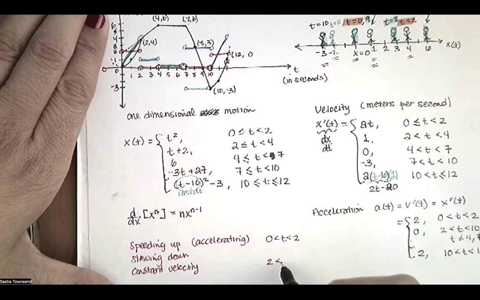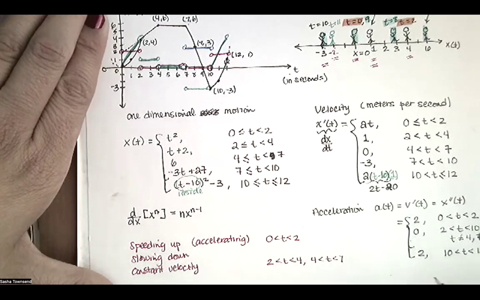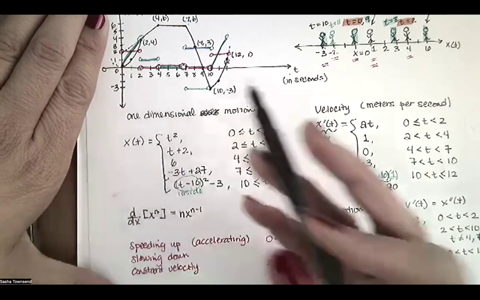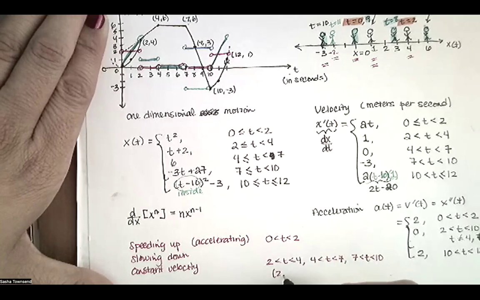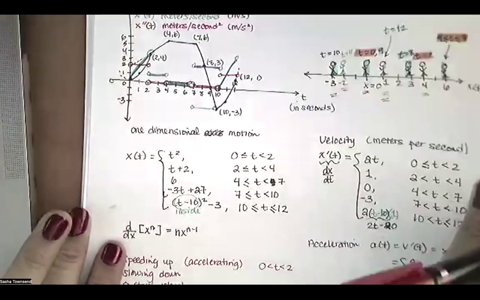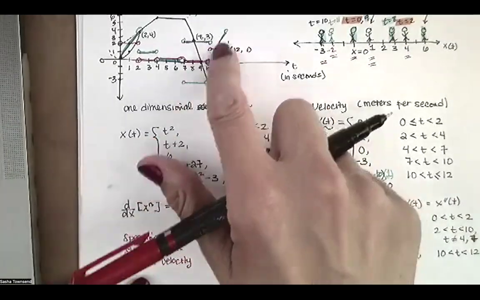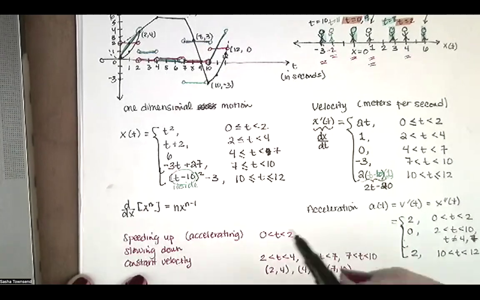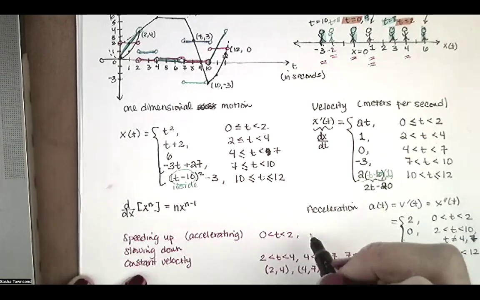That's from t equals 2 to 4, t equals 4 to 7, and t equals 7 to 10. Or if you want, you can use interval notation. Same thing. And then, are we ever slowing down? I don't think so. We're speeding up here as well. Speeding up on the interval from 0 to 2, and then again on the interval from 10 to 12.